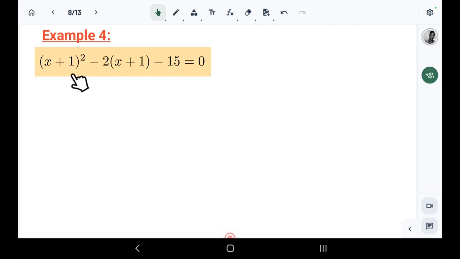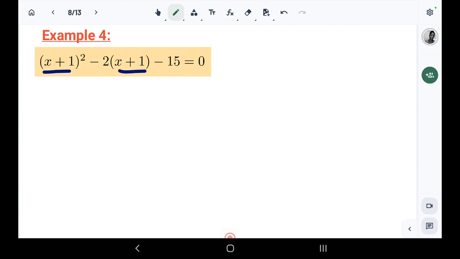Now, in this case, we've got x plus 1 all squared minus 2 in brackets x plus 1 minus 15 equals 0. This is the complicated quadratic equation I told you about, where you need to use the K method. Now notice that we've got a commonality here, x plus 1 and x plus 1. Instead of a normal x or y, we've got a whole linear expression, x plus 1.